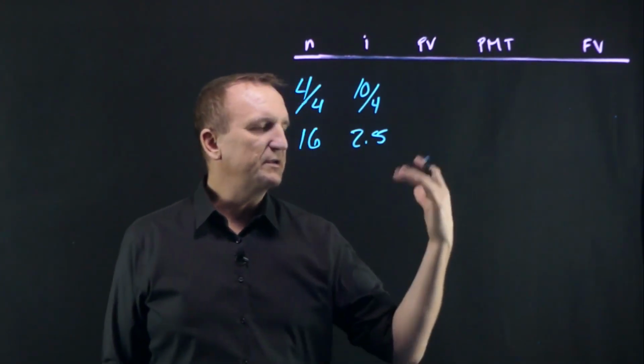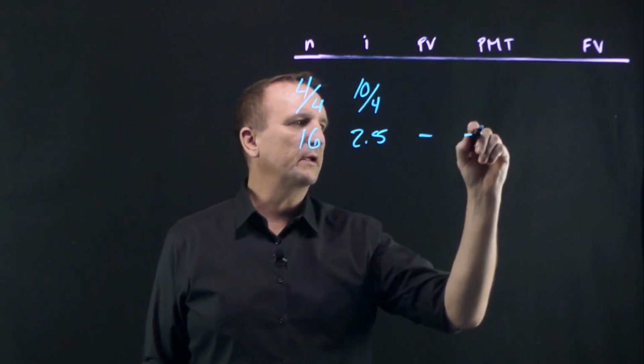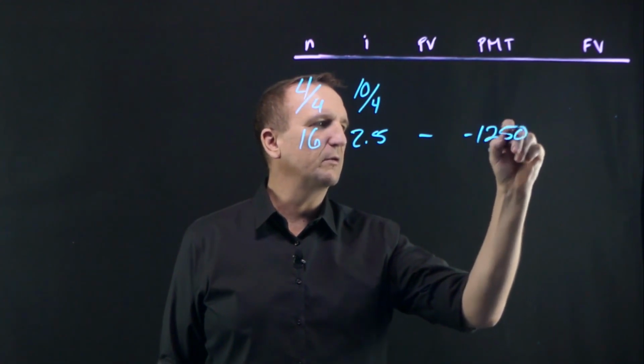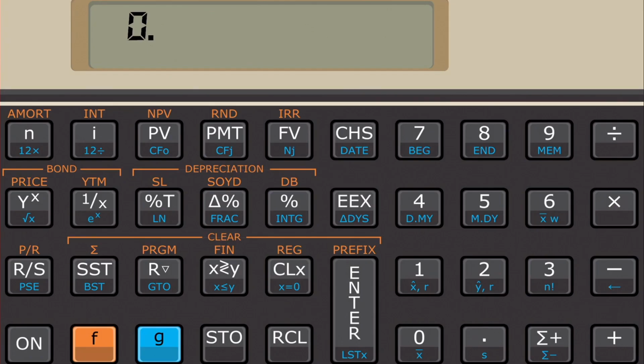There's no mention of any sort of initial deposit, and we're making cash out of pocket deposits into the account of $1,250 and solving for that. So I'm going to walk you through the steps so you get used to the HP 12C. If we had 4 years, enter, and then quarterly would be 4 times, it gives us 16. We put that in as our N.